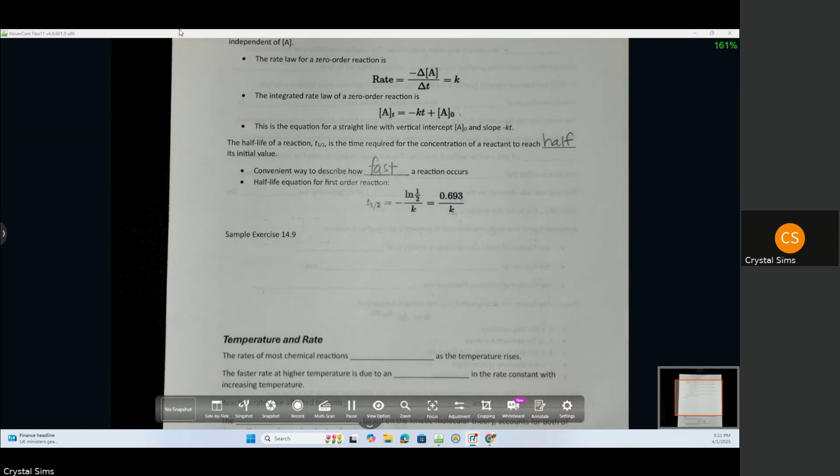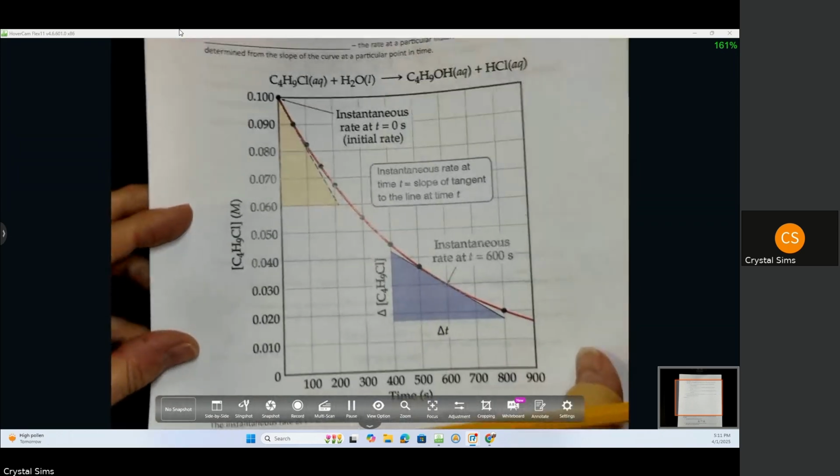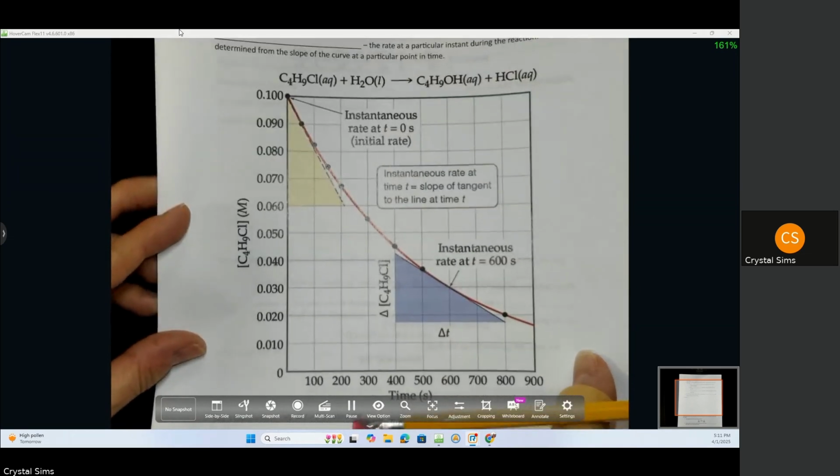So let's look at sample exercise 14.9. And again, we're only going to look at these for first order reactions. It says the reaction of C4H9Cl with water is a first order reaction. Use figure 14.4 to estimate the half-life for this reaction, and then use the half-life to calculate the rate constant. So you have this figure in your notes, the one we've kind of referred back to several times.